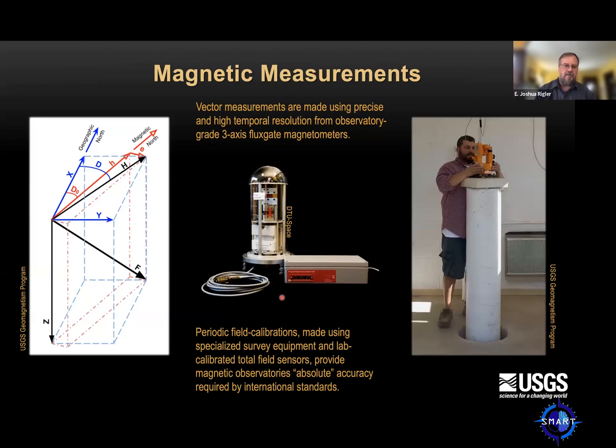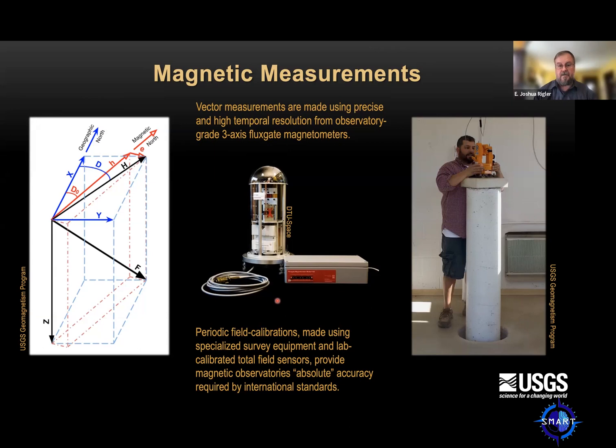But the Earth's magnetic field is more than just declination. It's more than just the deflection in the north arrow on a compass. It is actually a 3-dimensional vector, with components X, Y, and Z. We also talk about it in terms of the horizontal intensity, the declination, and the inclination, so the angle with respect to the horizontal. And the way we measure it in most geomagnetic observatories is with a 3-axis flux gate magnetometer.